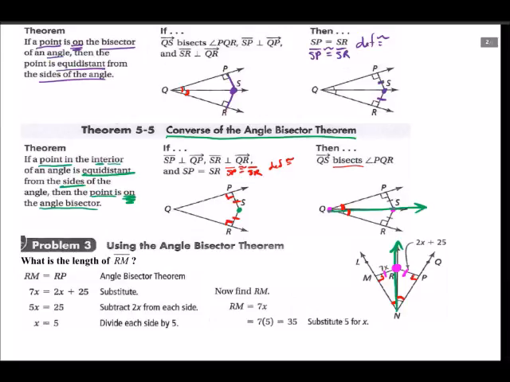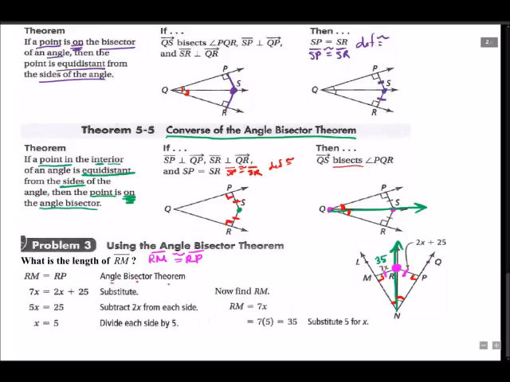So if segment RM is congruent to segment RP, definition of congruence lets me say that they are equal, the lengths are equal, and that's our angle bisector theorem. I simply substitute in, solve for x is 5, substitute it back in, 7x, this length is 35.